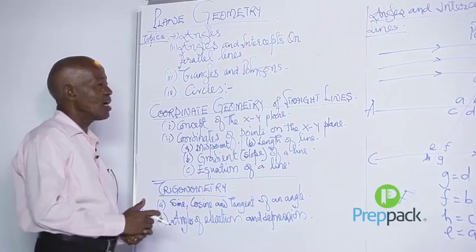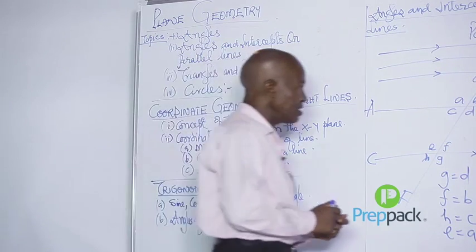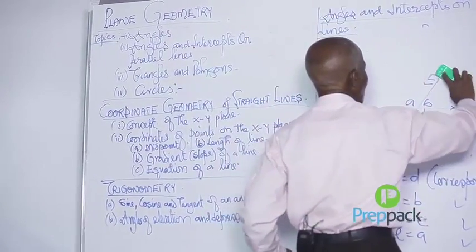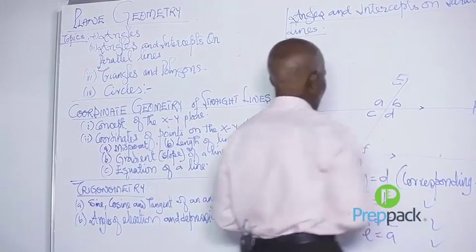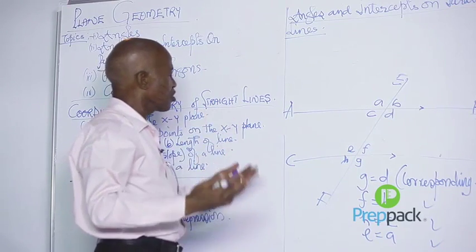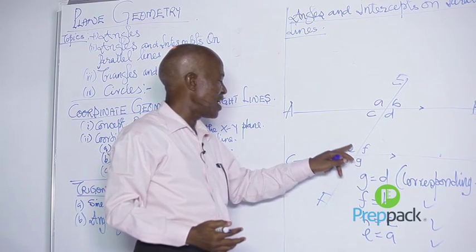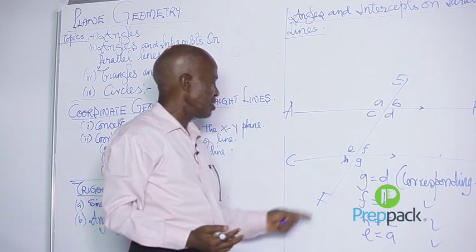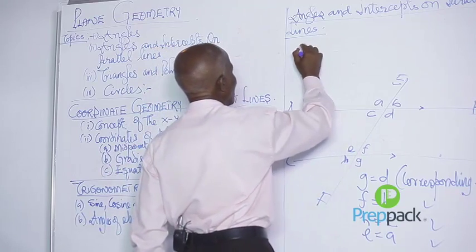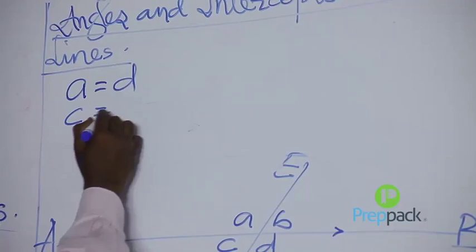We can also look at vertically opposite angles. And we can list those ones. Vertically opposite angles, what does it mean? Some people, just for us to remember it quickly, call them X angles. This G and E are equal, vertically opposite. H and F are equal, also vertically opposite. So we can begin by saying that A equals D, just as C equals B.